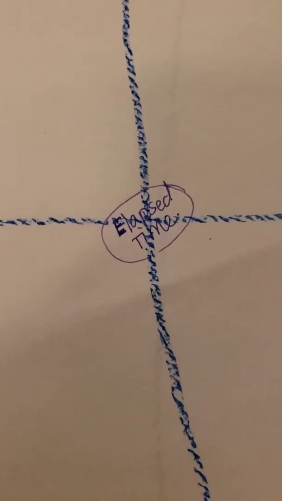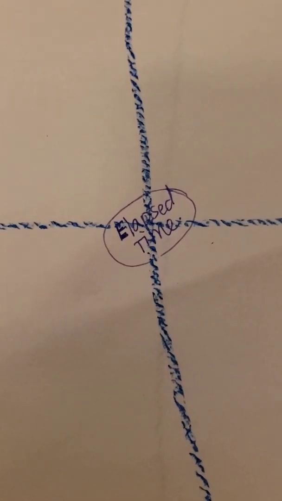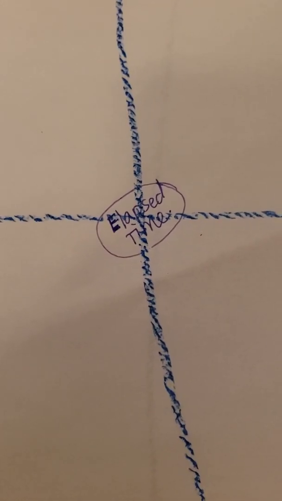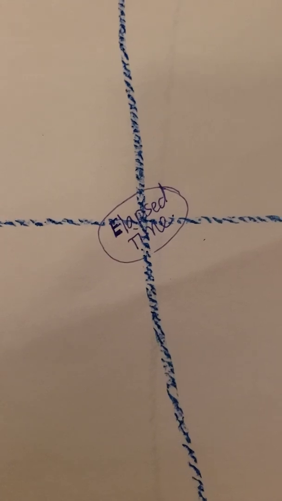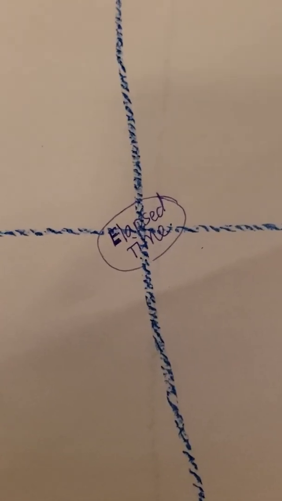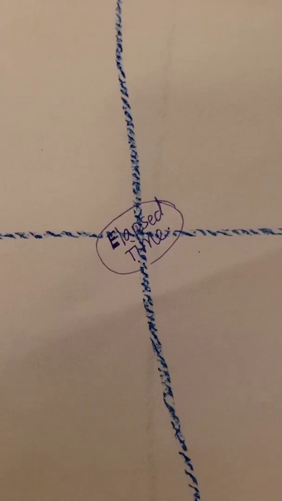So I picked a couple of things from my days this week, things that have happened that I kept track of time. And now we're going to figure out the elapsed time, or the amount of time between the start of that event and the end of that event. The time in between, the time that is elapsed in between.